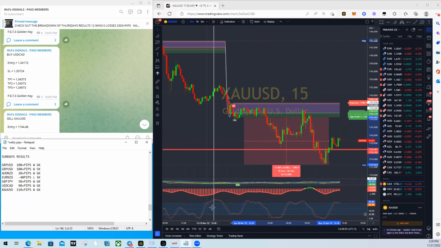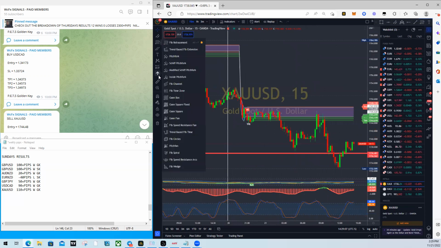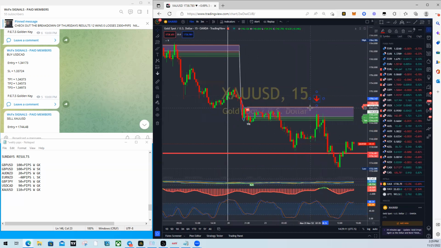Now, for the ones that have been utilizing this zone, notice the zone stays the same, right? You caught your 100 pips. Look where it came back to. It came back to the zone. These are re-entries. For the ones utilizing the golden key tool, you can use this as re-entries. If you have the golden key EA, it is going to pick up these re-entries.